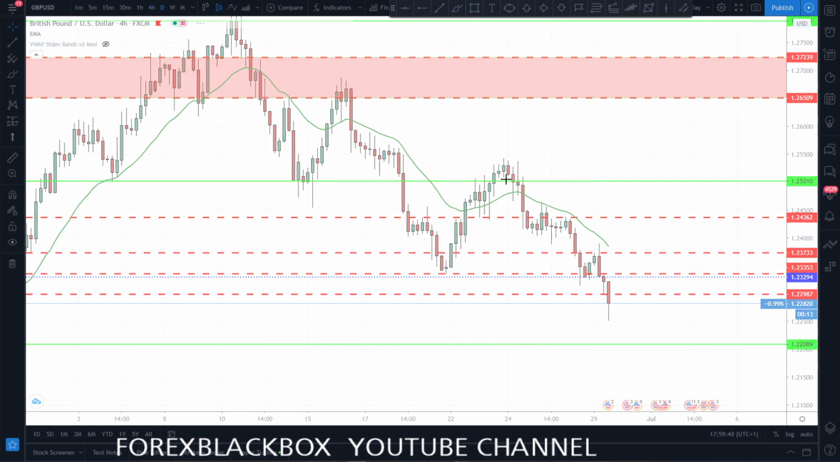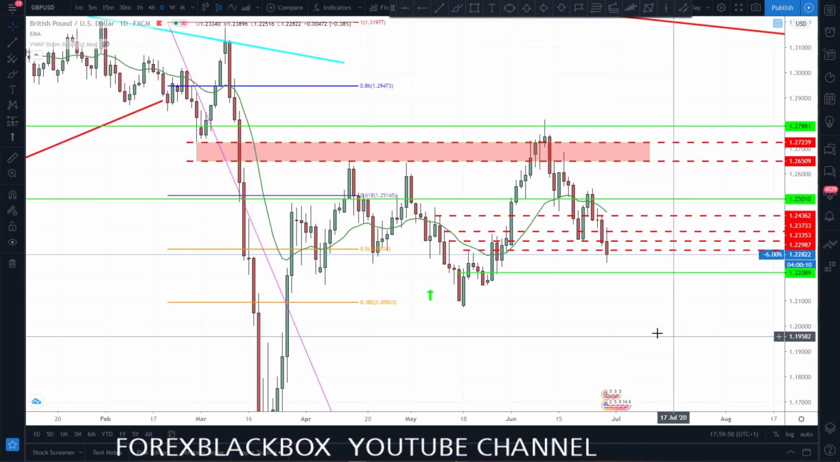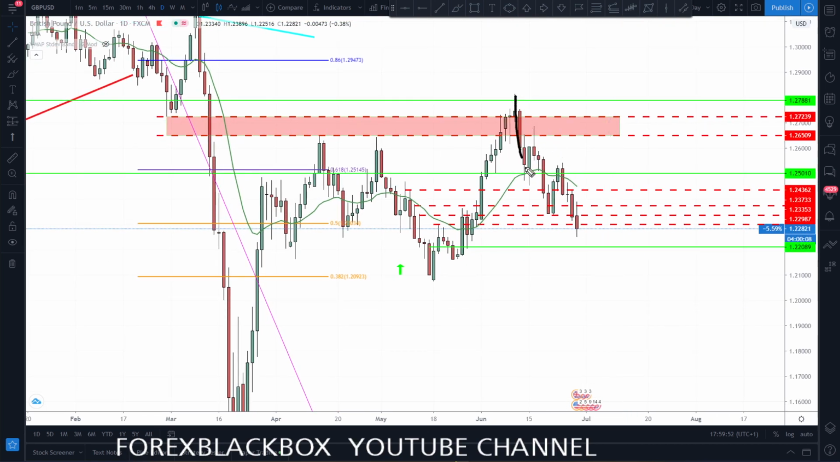Let's jump to the daily. See that the daily is accelerating down. I talked about the first measured move, second measured move, and the third one is almost complete. The 22 is my target. After that, I expect sideways, then probably it comes back up for one more leg.